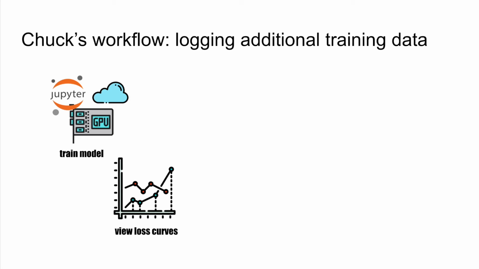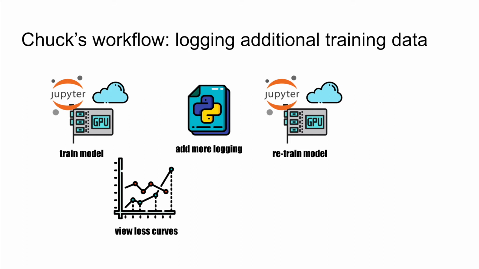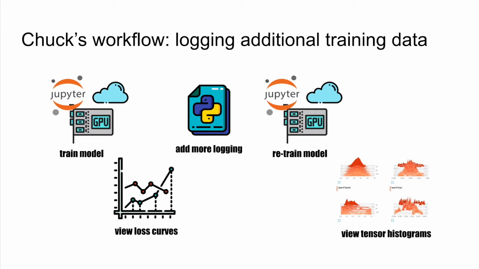But every once in a while, the anomalies that Chuck will notice in the accuracy may be signals or indicators of a bigger problem. And so in this case, he may need to step back in and drill down or add additional logging statements. Once Chuck has finished adding those logging statements to his code, he will re-execute. And when training re-execution finishes, he will have access to that additional training data, which in this case is just the tensor histograms as they change over time.